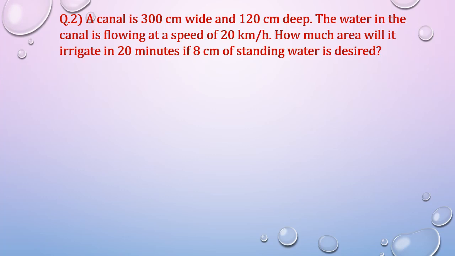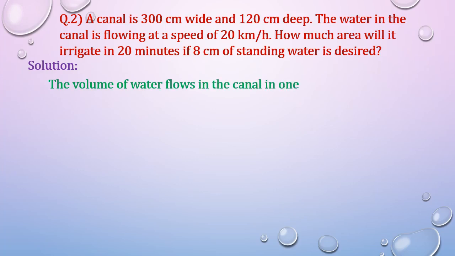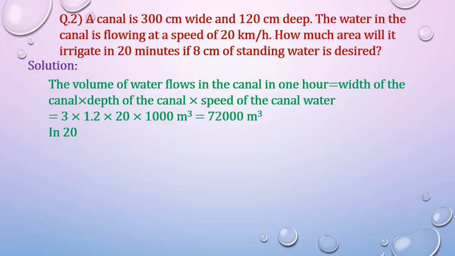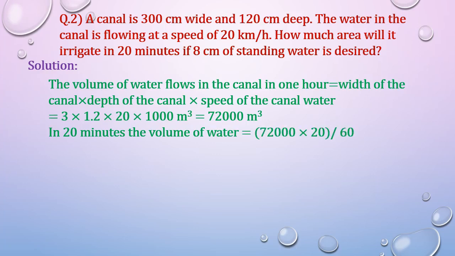Solution. The volume of water flows in the canal in 1 hour is equal to width of the canal into depth of the canal into speed of the canal water is equal to 3 into 1.2 into 20 into 1000 meter cube is equal to 72,000 meter cube. In 20 minutes, the volume of water is equal to 72,000 into 20 divided by 60 is equal to 24,000 meter cube.